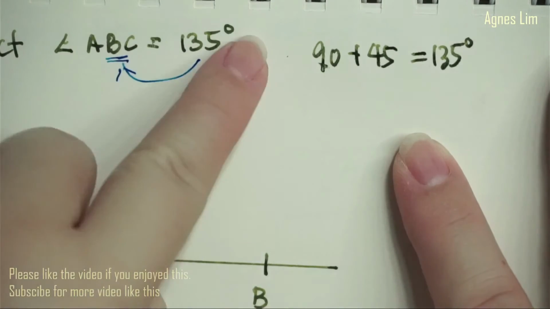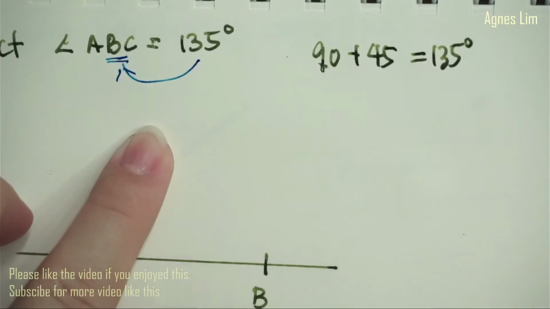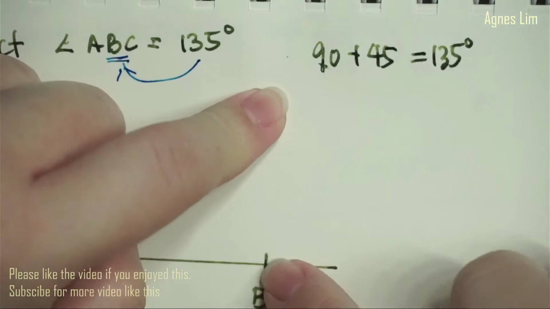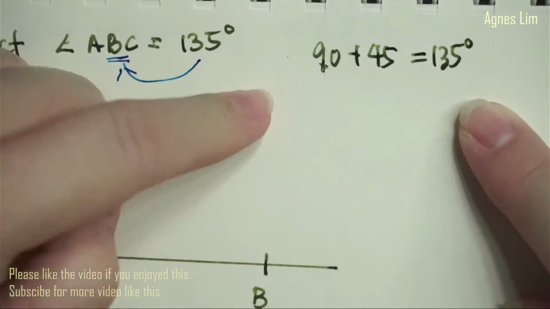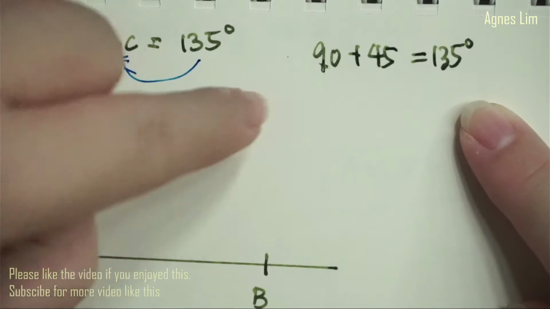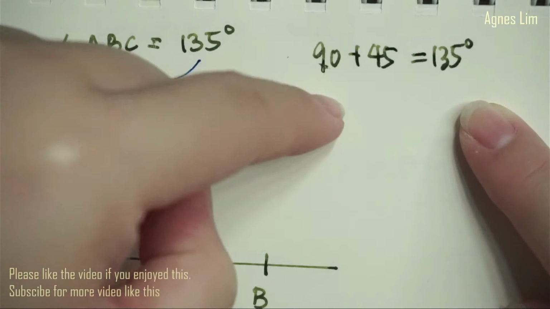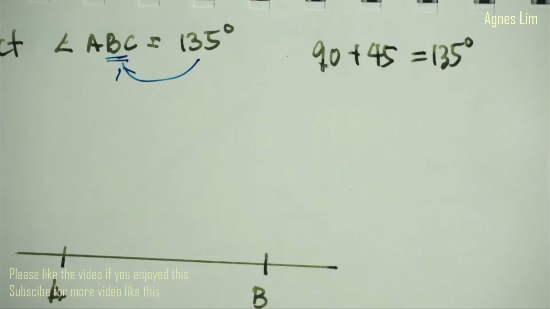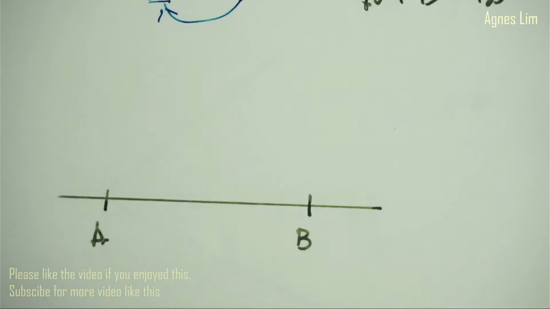Remember that 90 degree means we got 90 here and then we got 90 here, and then we are going to do angle bisector of 45 degree in order to create 135 from the line AB up to the line BC, which is the one that we are supposed to draw. Right?